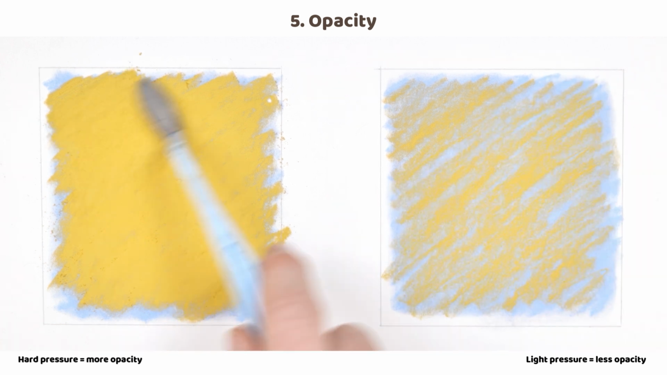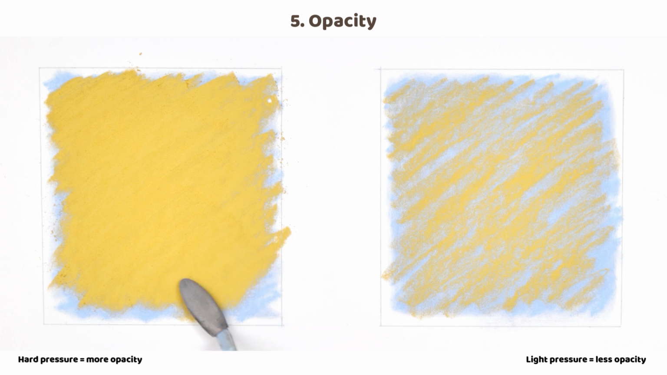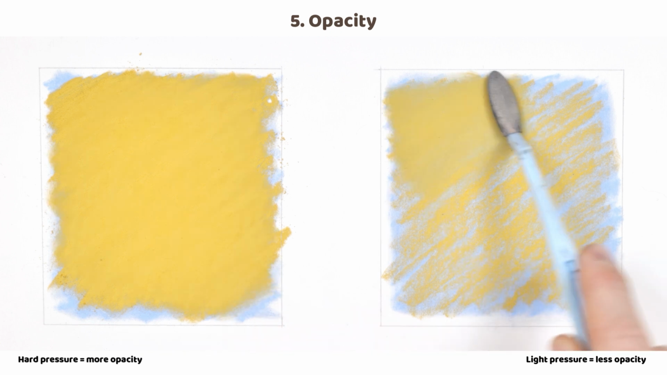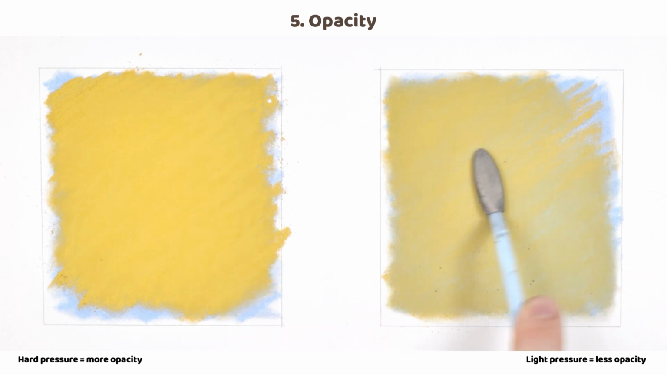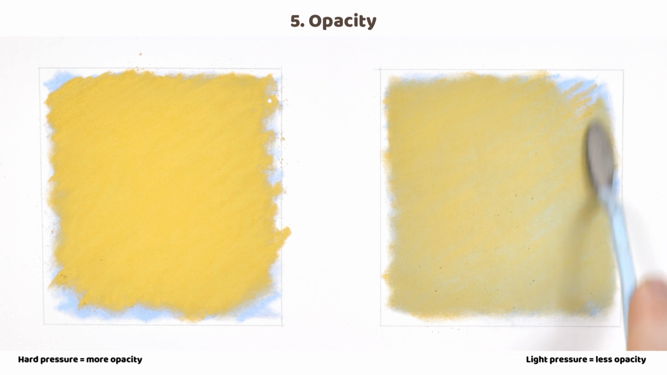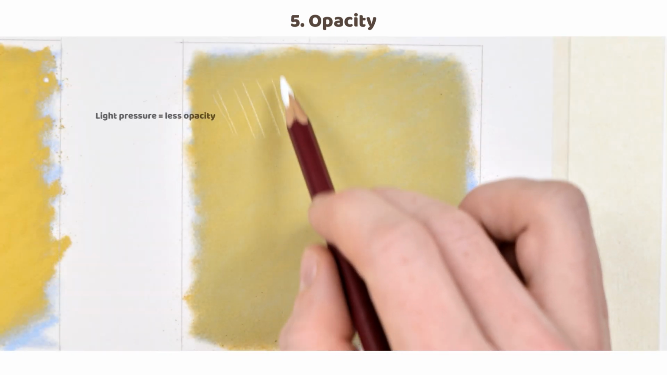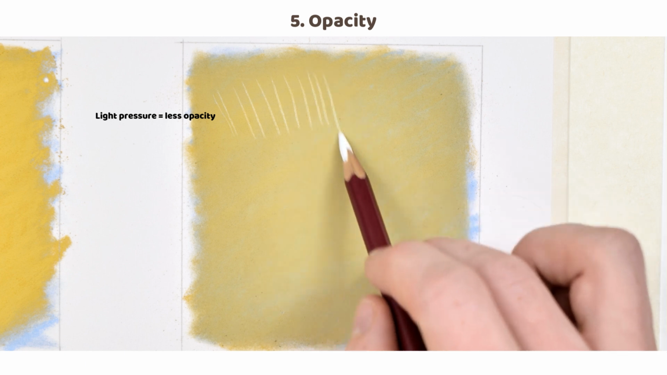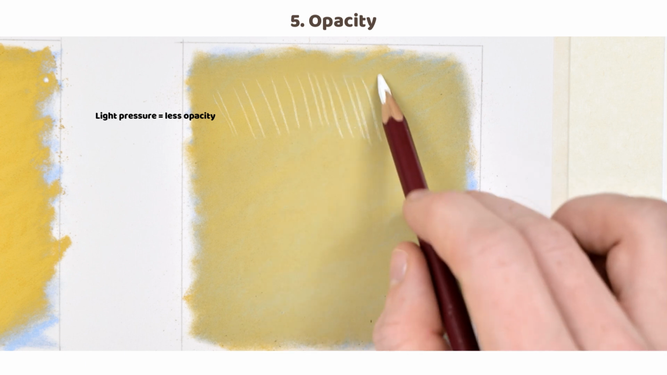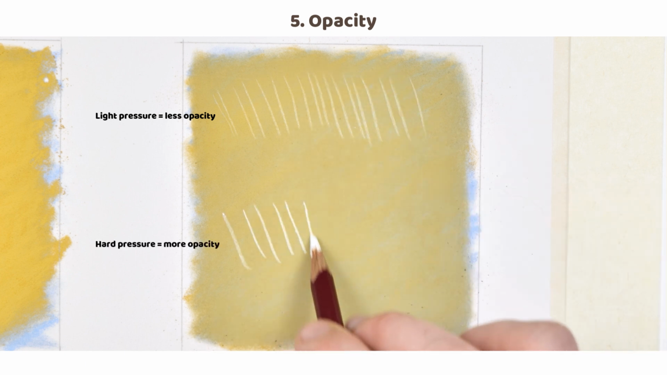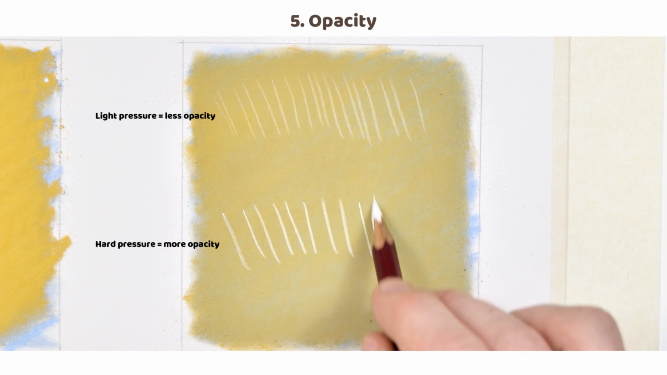However, if I use a light pressure, the underneath layer should still be slightly visible, and then if I was to mix these colours, the two layers could combine together instead of the underneath layer being completely covered. The same goes for pastel pencils. A lighter pressure will result in a lighter opacity, still slightly revealing what's underneath, and then a harder pressure will result in more opaque marks covering what's underneath.